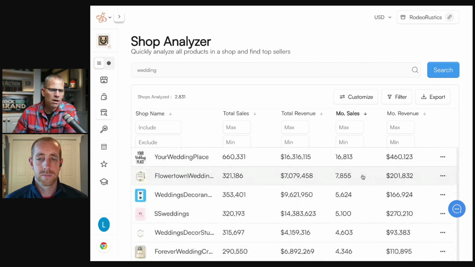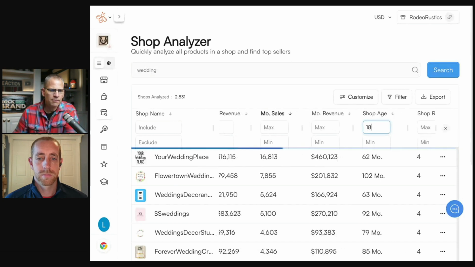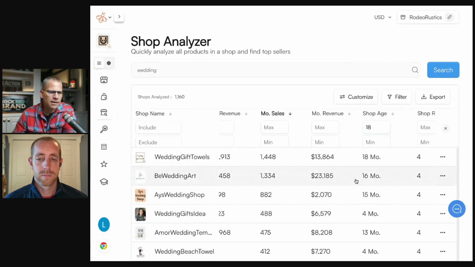And then we can go, okay, well, now that we're in wedding, let's go ahead and say, let's just say that we want to look at a shop that's only 18 months old. Boom. There we go. And there's that wedding gift towels and the bee wedding art. All right. So there they are, right?